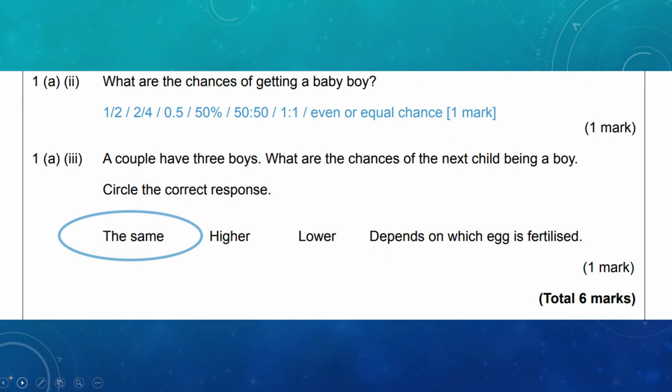The chances of getting a baby boy then are 1 in 2 or 2 in 4 as our fractions, 0.5, okay, or 50%, or 50 to 50, 1 to 1, or an even or equal chance. So all of those answers are correct because they are not specifying percentage chance or ratio or fraction. The interesting thing is that every time a couple go to have another child, the chances don't change just because you've already had, say, three boys like this couple. The chances of the next child being a boy will also be exactly the same, 50-50 chance. So give yourself a mark out of six there.